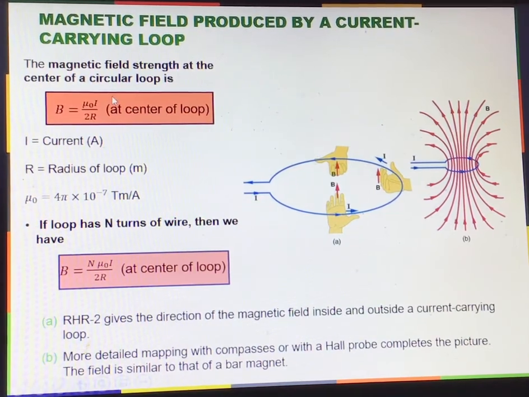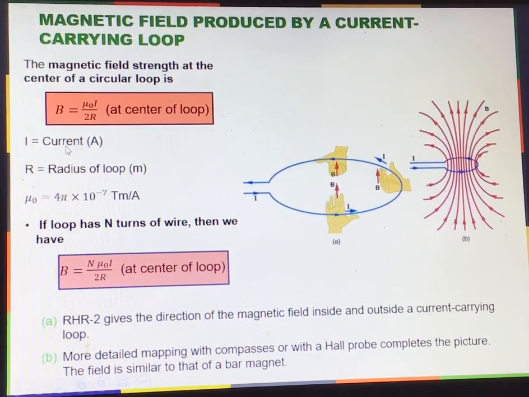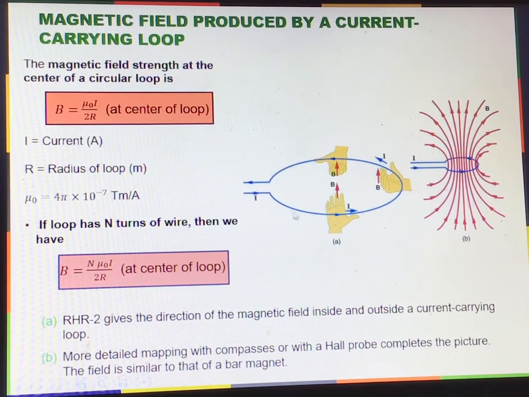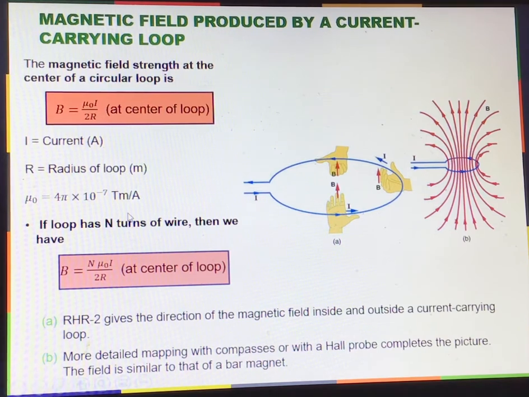All right. In the previous example, we assumed that the wire was a straight wire. But now what if we have a wire that looks like a loop, like a circle, like this? Again, the current is going to come in like this, and then it goes around like a loop. In this case, the magnitude of the magnetic field at the center of the loop is given by mu naught times I over 2 times R. In this equation, I is the current, R is the radius of the loop, and mu naught is equal to 4 pi times 10 to the negative 7 Tesla meters per amp.